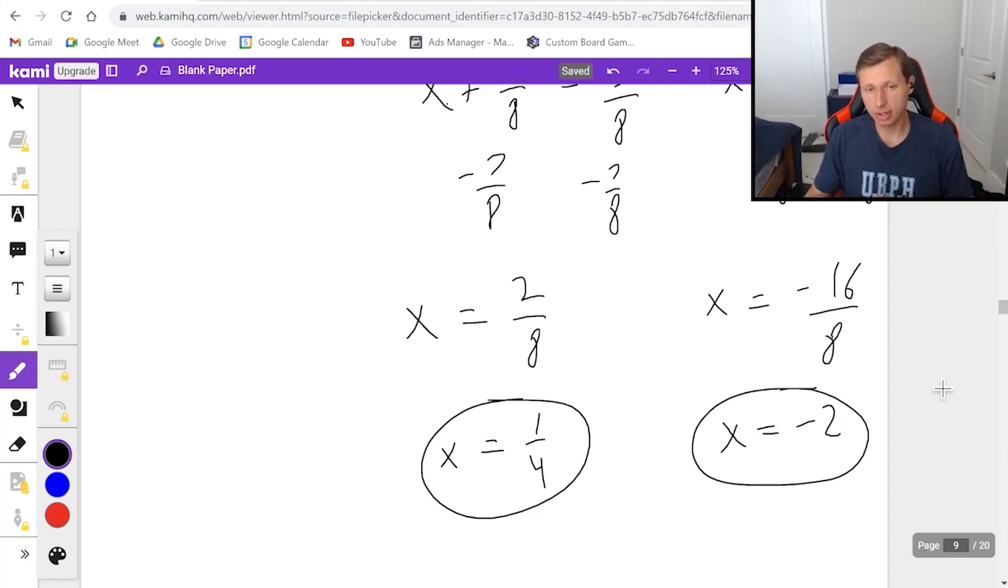So that's going to do it for completing the square. Hopefully that made sense. I know this was a long video, but I know it's a complicated topic, so I wanted to do a bunch of example problems.